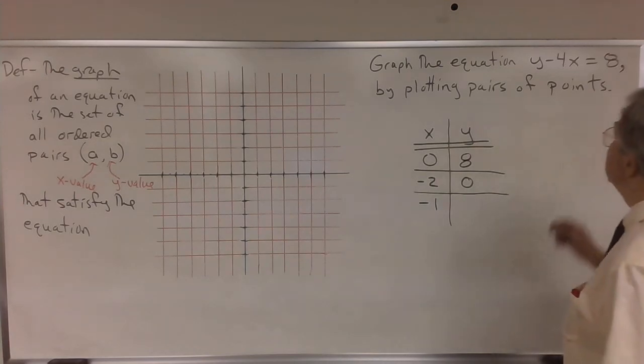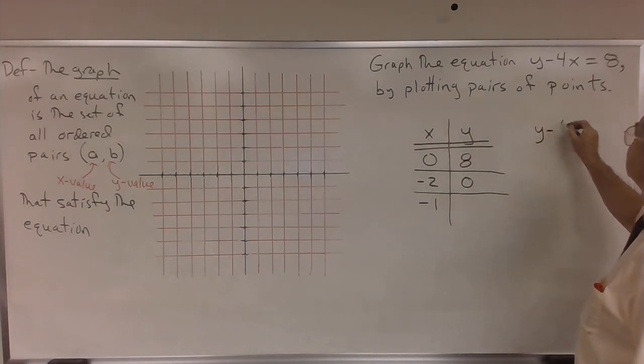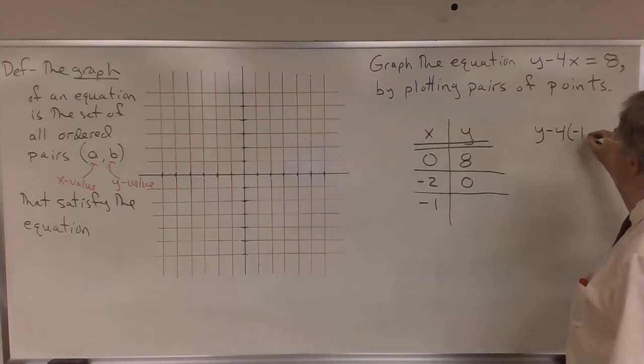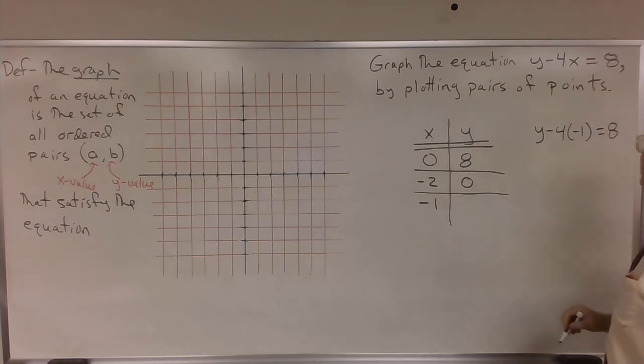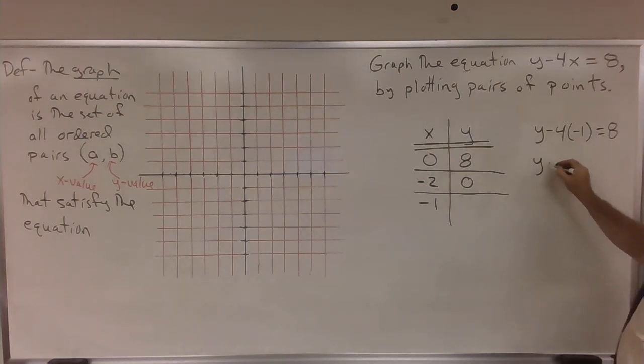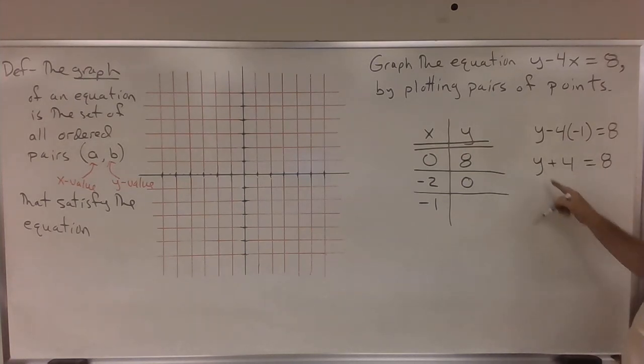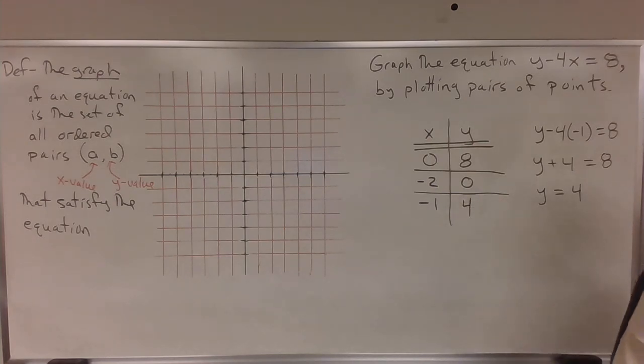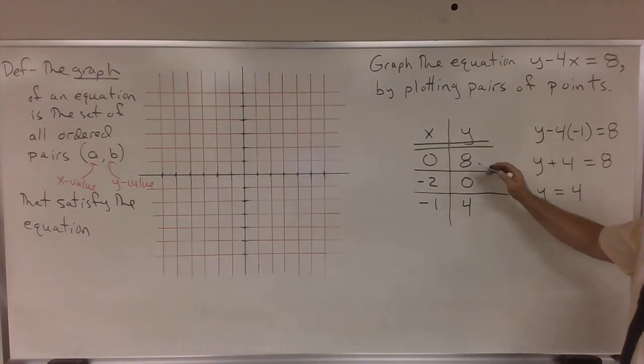So if x equals negative 1, then we have y minus 4 times negative 1 equals 8. And so that means that y plus 4 equals 8. And so I'm looking for y. I'll subtract 4 from both sides, and that means that y equals 4. Okay, when x equals negative 1, y equals 4. So hopefully that will work. And now let's plot these pairs of points.